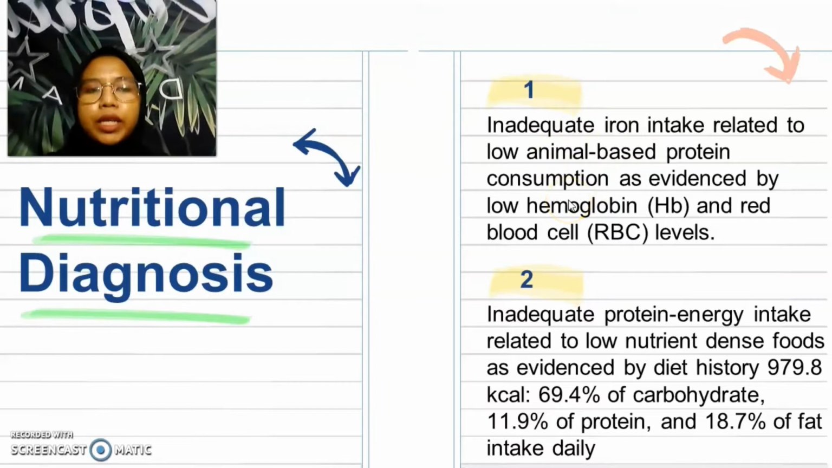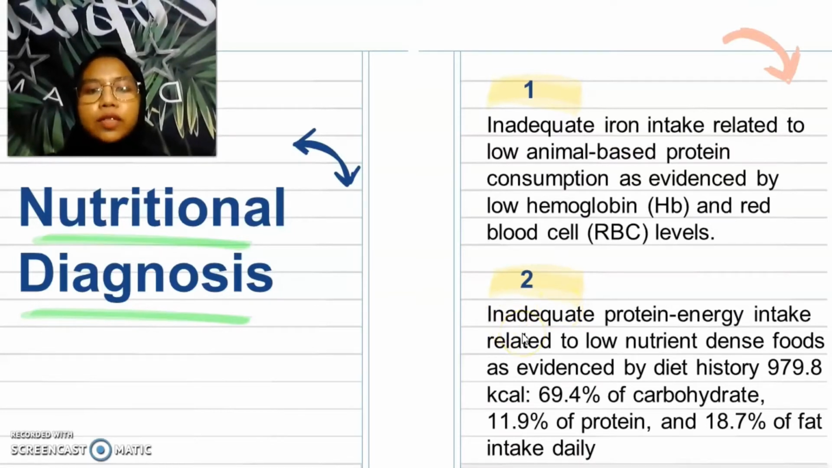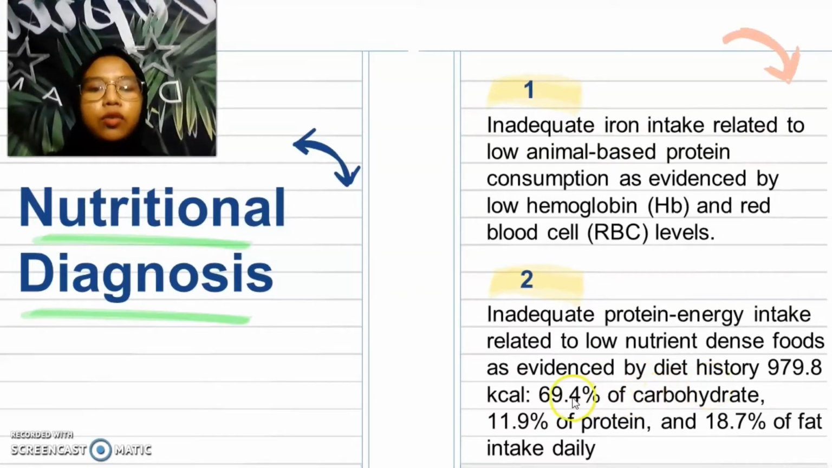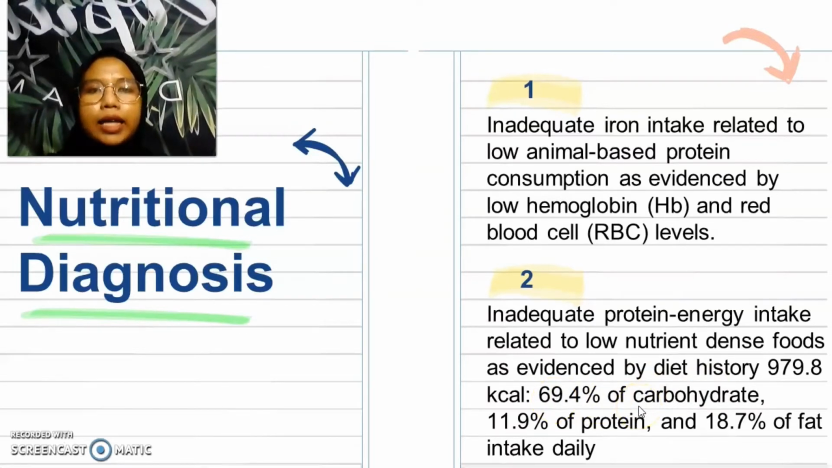low hemoglobin and red blood cell level. The second one is inadequate protein energy intake related to low nutrient-dense foods, as evidenced by diet history, which is 979.8 kcal, comprised of 69.4% carbohydrate, 11.9% protein, and 18.7% fat intake daily.